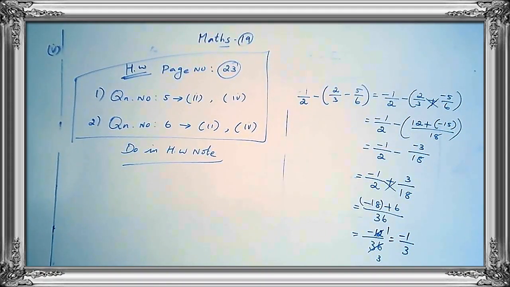Okay. Children, now all of you take your book, okay? Page number 23. In page number 23, exercise 1.4, question number 5. Okay? In question number 5, second one and fourth one. These two sums are homework in your note, okay?